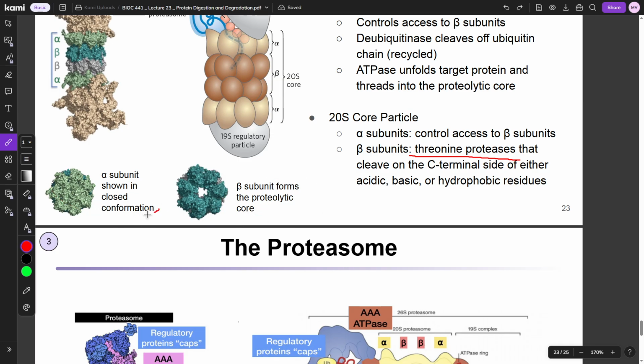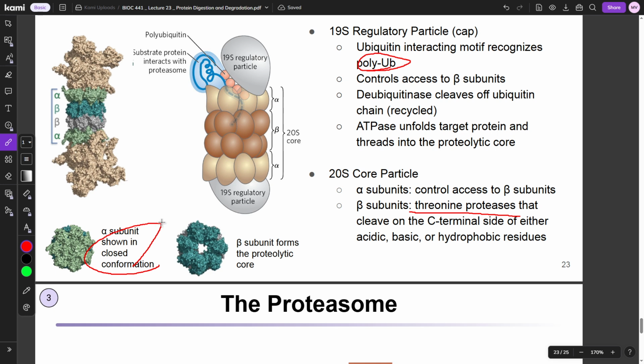But the alpha subunit has a closed and open conformation, and the way that you open it is through this stuff up here, right? So if ubiquitin binds to the 19S, and then it gets deubiquitinated, and then you use ATP to unfold it, then the alpha subunit will start to open up. And then once you get in, the beta subunit just chews through everything. So it cleaves the C-terminal side of acidic, basic, or hydrophobic residues. Just cleaves pretty much everything.